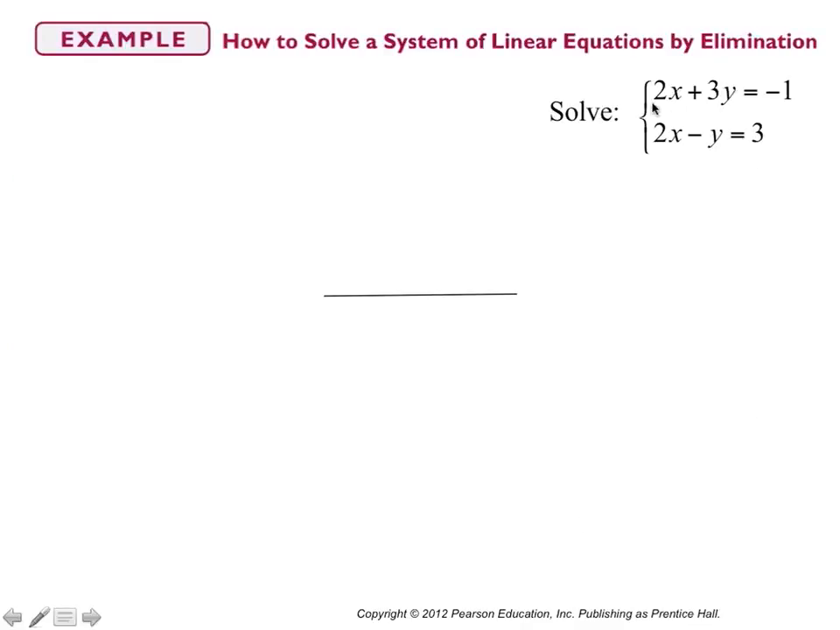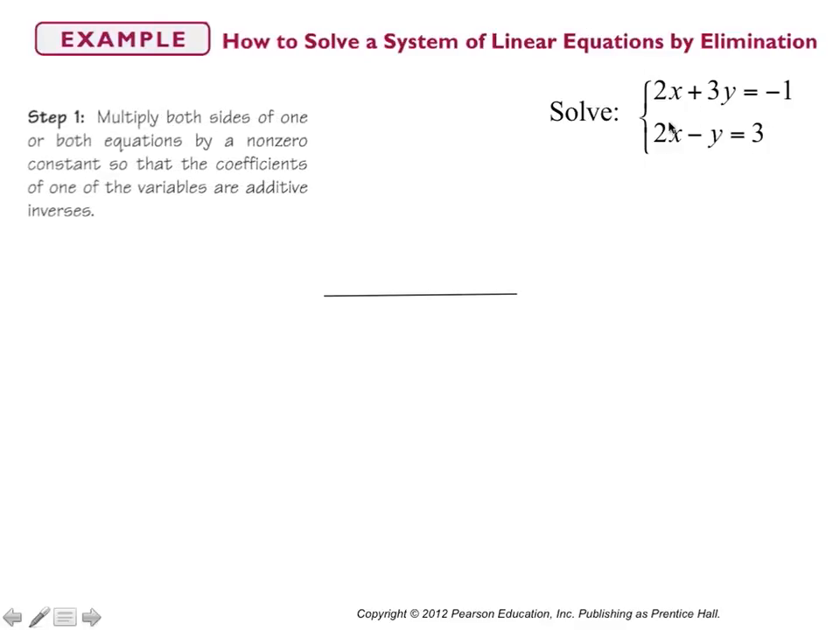So let's say we want to solve the equations 2x plus 3y equals -1 and 2x minus y equals 3. If we want to solve this using elimination, what we're trying to do is get rid of either x or y when we add these two together. There are multiple different ways to do this, but step one is to multiply both sides of one or both of the equations by some constant so that the coefficients of the variables are additive inverses, meaning that they're going to cancel when we add them together.